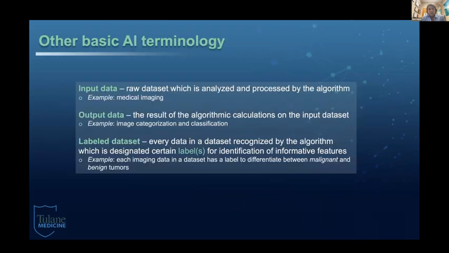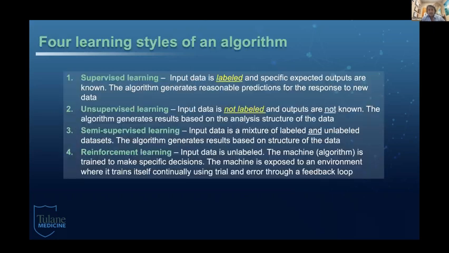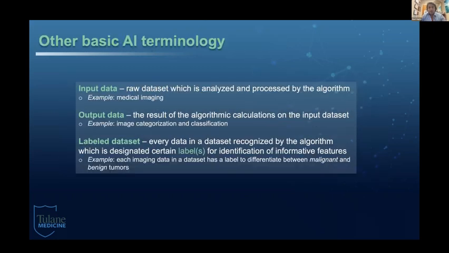Other basic AI terminology which we need to define will be input data, output data, and label data set. Input data is the raw data set, which is analyzed and processed by the algorithm. An example would be medical imaging. The output data is a result of all these algorithmic calculations through which the input has been put through. An example would be image categorization and classification. Now, label data set: every data in a data set is recognized throughout the algorithm, and it can be designated by certain labels. One example of labeling data would be malignant versus benign tumors.